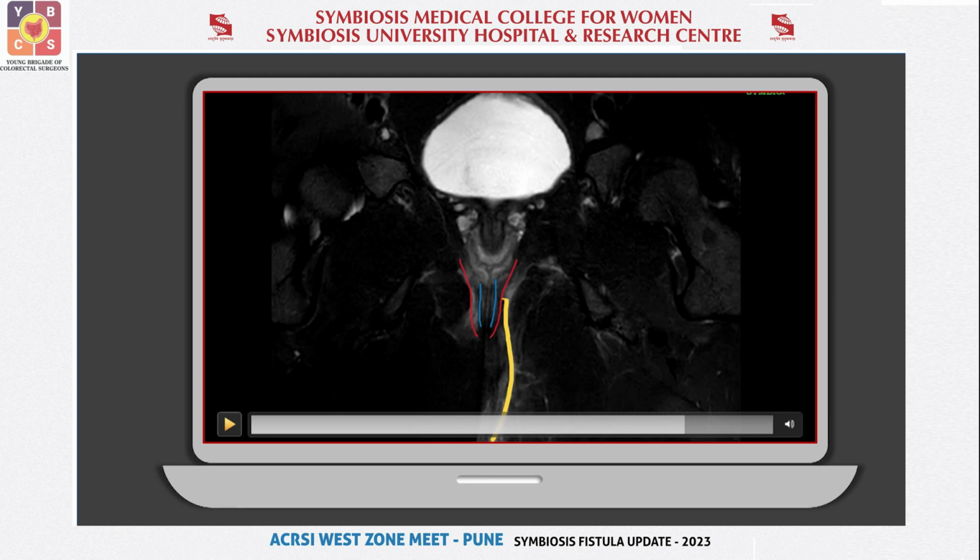The blue line corresponds to the internal anal sphincter, that's the levator ani. Somewhere is the superficial external sphincter, and that would be the subcutaneous sphincter. You can see the tract which is coming here into the left ischioanal space, and then is traveling into the perianal space, reaching up to the skin.